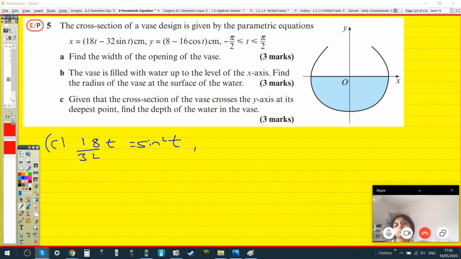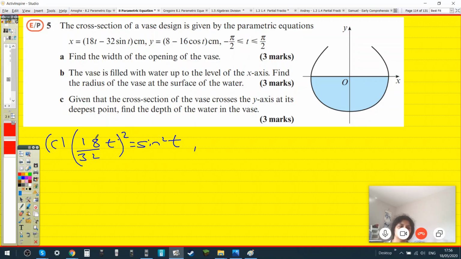So let me do the thing. So I brought these onto... So sine t was 18 over 32 t. So sine squared t would be that. You'd square both sides. Y minus 8 over minus 16 is equal to cos t. Is that okay? Y minus 8 over minus 16 is equal to cos t.